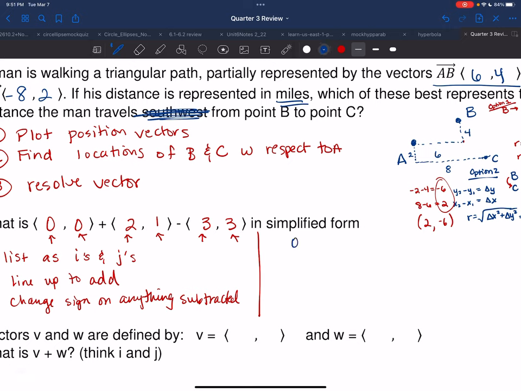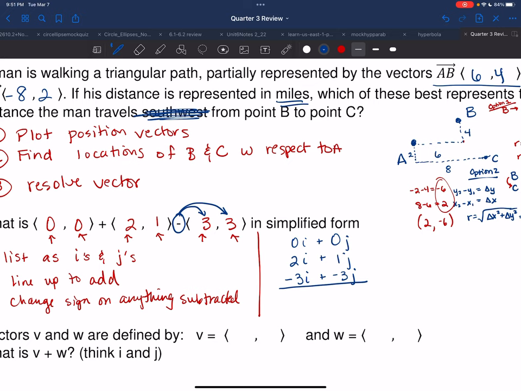I'm going to do 0i plus 0j. And then the next one is going to be 2i plus 1j. And then my third one, do you see this negative sign there? I have to distribute that negative sign across both of those. So that's going to be -3i plus -3j. So let's add them all up.